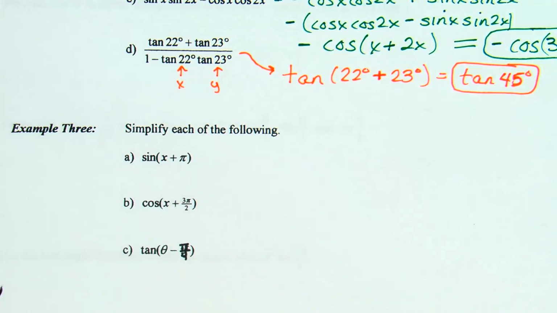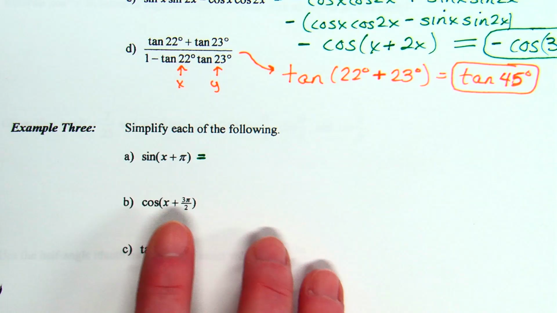Example 3 is really just kind of a variation on, a combination of the two parts above. It's not bad. Simplify each of the following. Sine of x plus pi. Now, obviously we can't add x and pi. And the whole point of today is to use these identities. So, let's write this out.